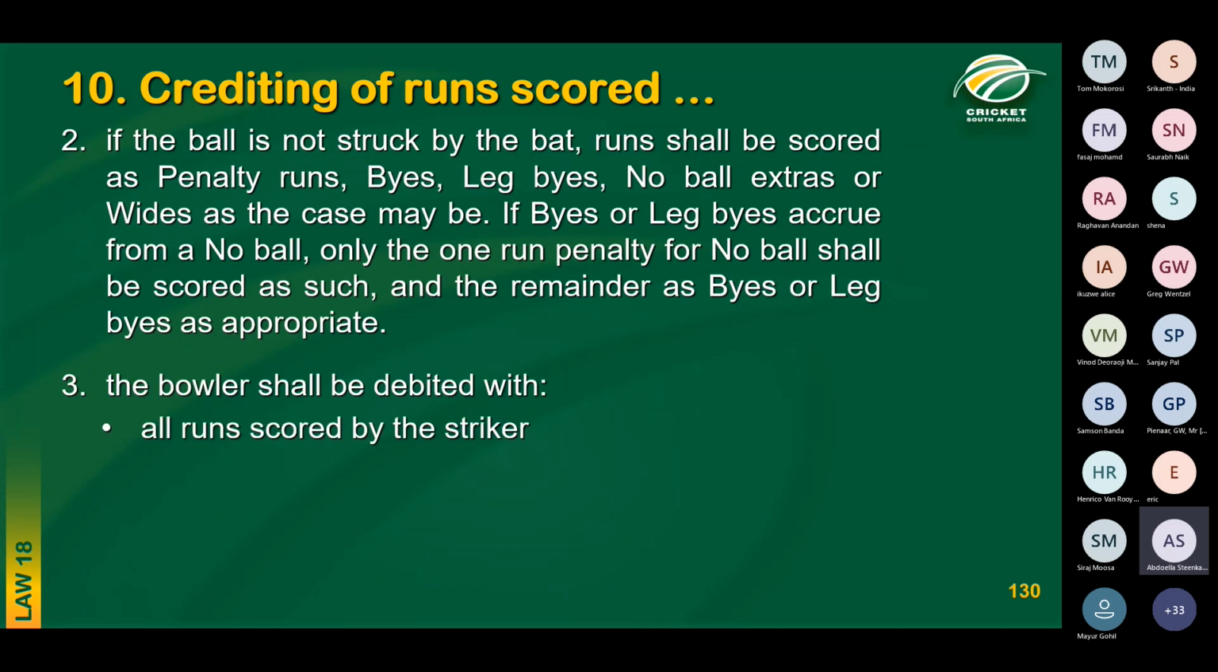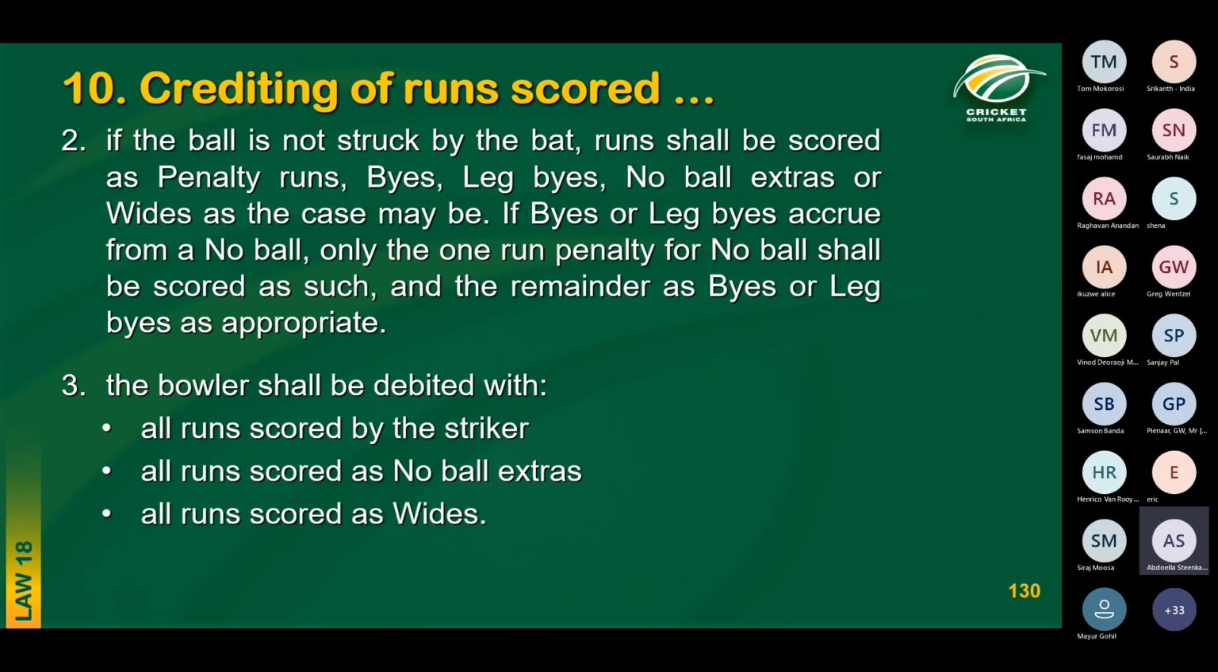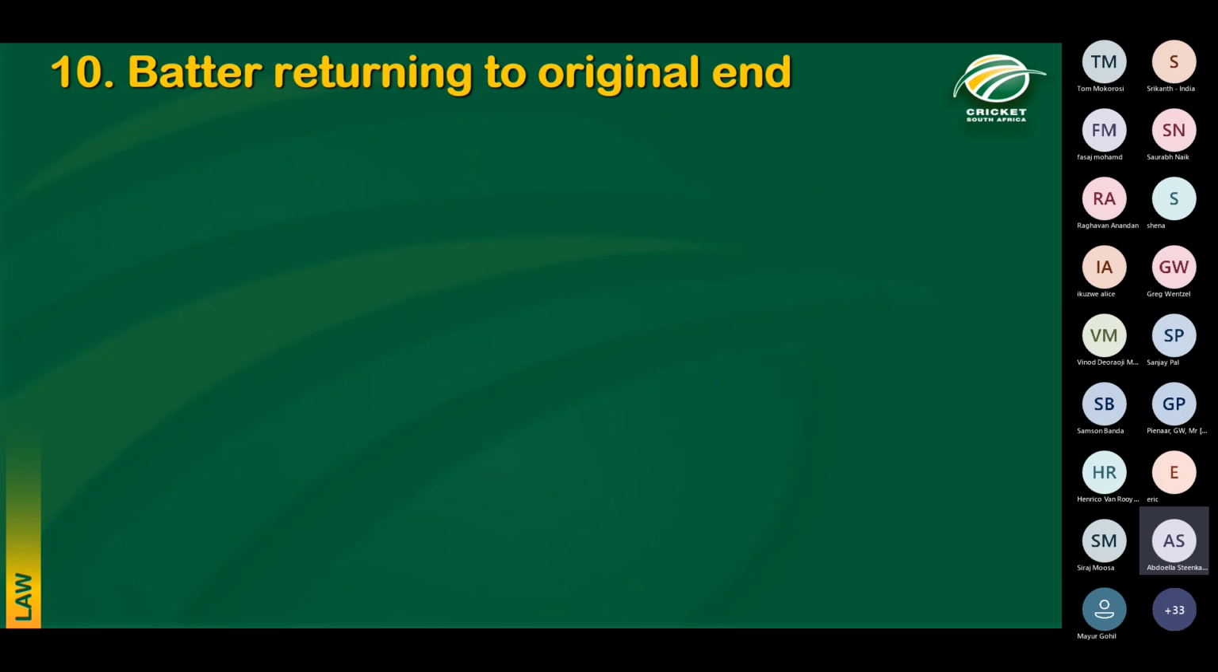The bowler shall be debited with all runs scored by the striker, all runs scored as no ball extras will also be debited against the bowler, and all wides shall be debited against the bowler.